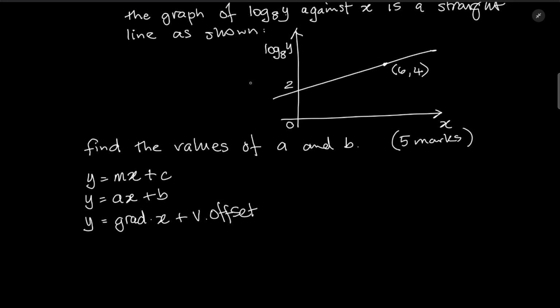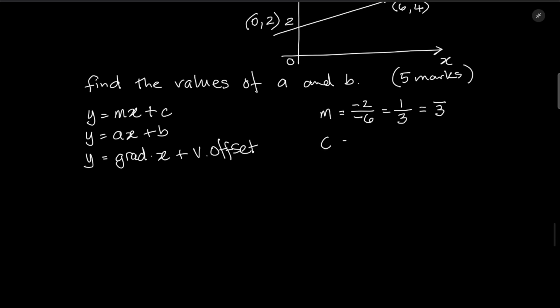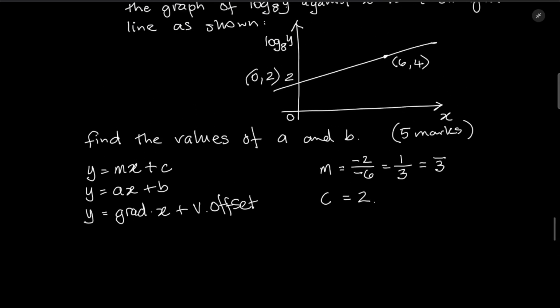And we have (6, 4) and (0, 2). So let's call it m, our gradient, is equal to (2 minus 4) over (0 minus 6), which equals 1 over 3, which in Numicon we can write as per 3. And then the vertical offset, which we'll call c, equals 2. That's where it crosses the y-axis, or the vertical axis.